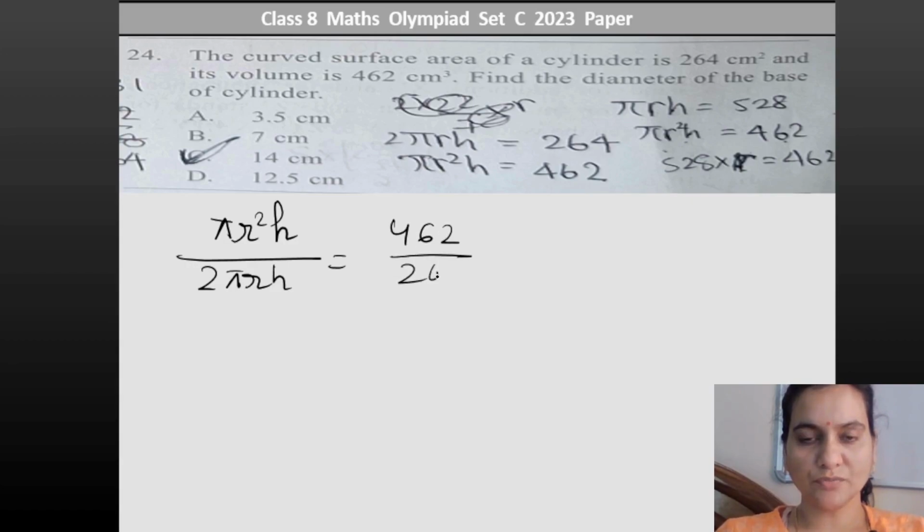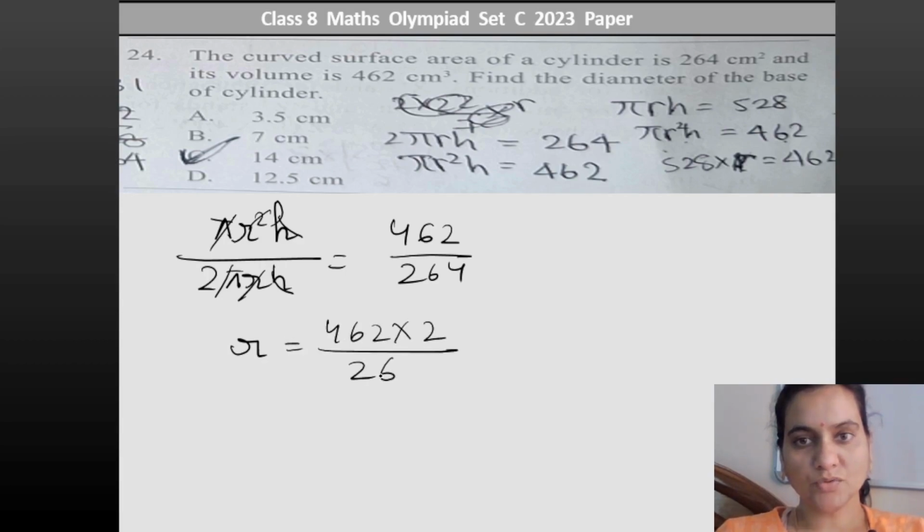462 divided by 264, right? Volume of a cylinder is pi r square h and curved surface area of a cylinder is 2 pi r h. So if we divide, on the left hand side we will be left with only r by 2. So r by 2 is equal to 462 by 264. I'll just remove this 2 and bring it to this side. So it will be 462 into 2 by 264. Then we can simplify by dividing by 2, 2, and so on.